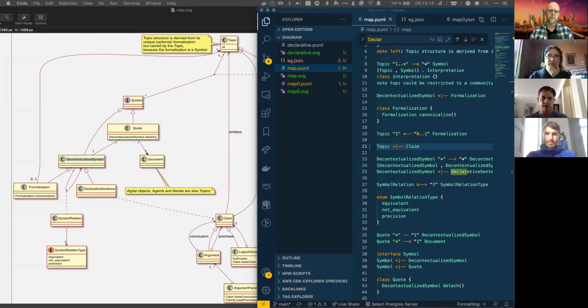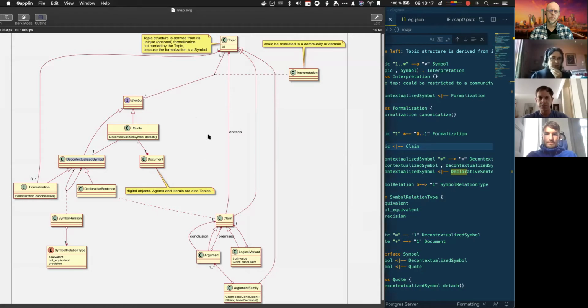No, and that's fine. But what I'm saying is you could just deal in decontextualized symbols and not worry about the whole quote document axis. And because the contextualized symbol is a symbol, there's still an interpretation, which is the link between topic and symbol. And for you, you'll only deal in decontextualized symbols. Well, I don't know what interpretation is. Interpretation is the join table between topic and symbol. It's the link. It's a many-to-many relation, so I need a join table.